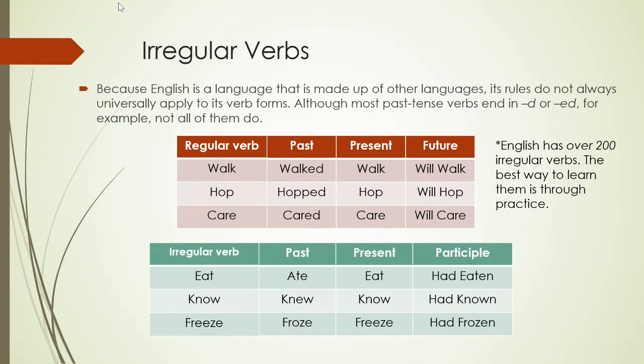Take a look at these regular verbs. The regular verb here is walk. The past tense of the regular verb is walked. The present tense of the regular verb is walk. And the future tense of the regular verb is will walk.